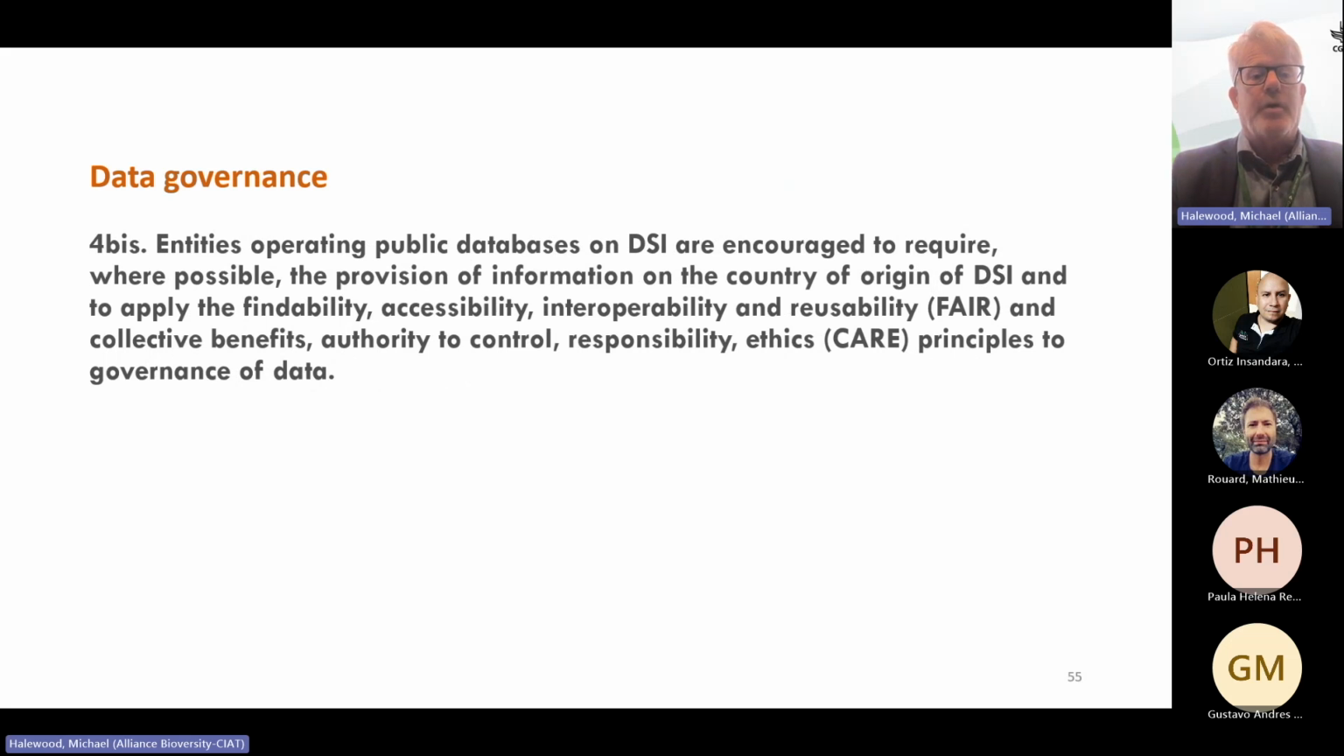Entities operating public databases on DSI are encouraged to require, where possible, FAIR and CARE principles. Again, that's fine. It's encouraged. It's not prescriptive. But I think it's important to note that when we talk about open access, we're actually talking about something that's often less restrictive than what can be described as FAIR. We have some databases that are certainly FAIR, but they're not entirely open access. And I think we should be trying to look for open access where we can, in terms of providing a policy basis for expanding the use and taking advantage of DSI.